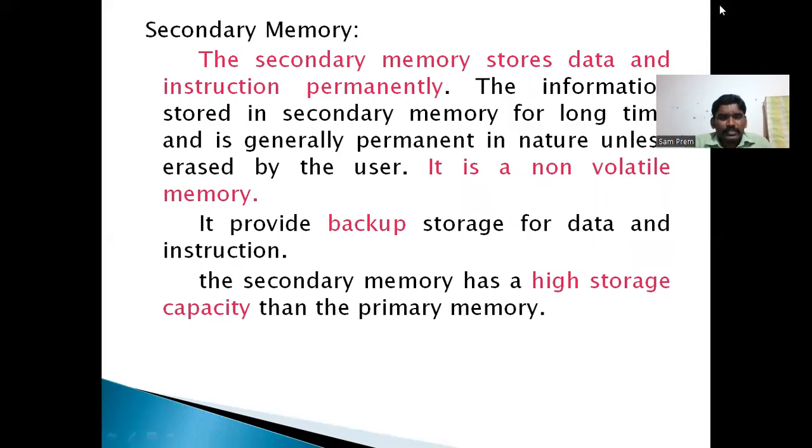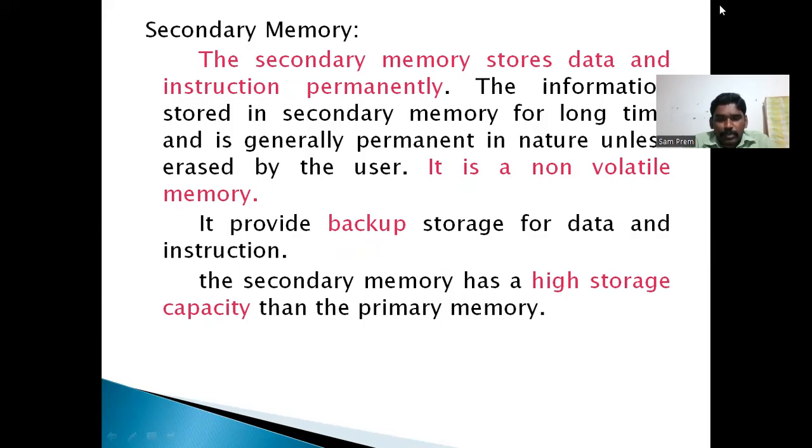And secondary memory. The secondary memory is nothing but memory that stores data and instructions permanently. The data will always be stored in the secondary memory. The information stored in the secondary memory is kept for a long time and is generally permanent in nature unless erased by the users. It is a non-volatile memory, so it stores the data permanently, and it also provides a backup for storing the data.